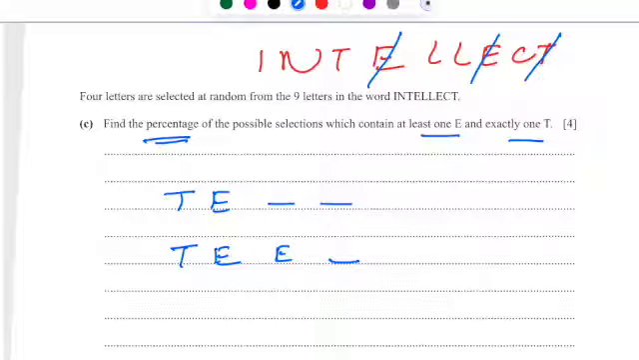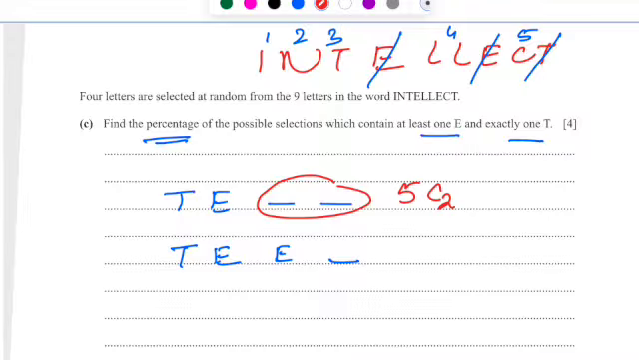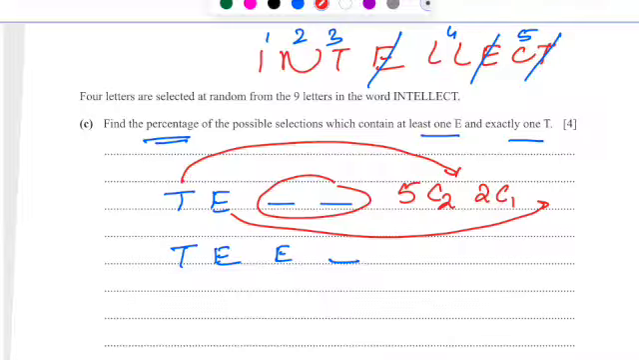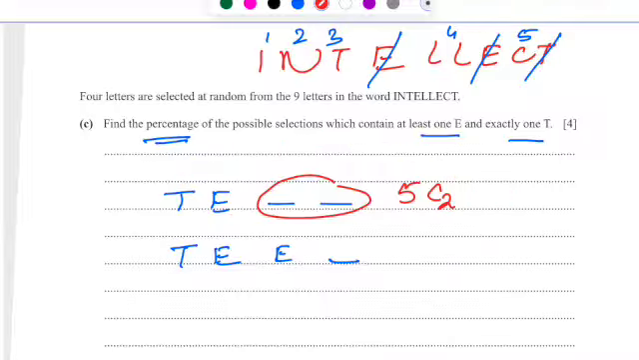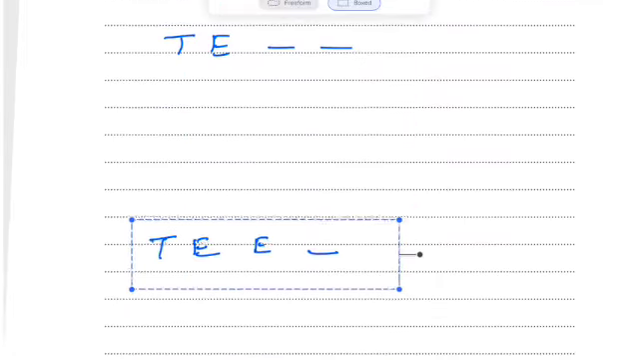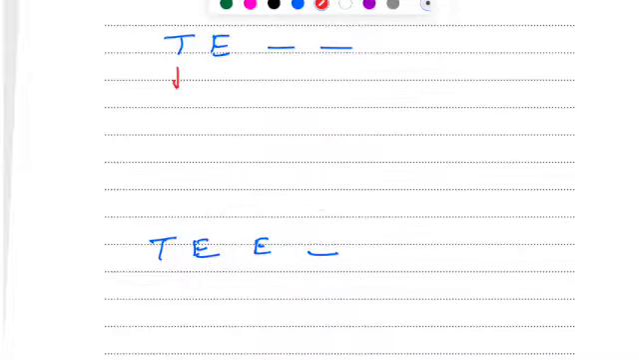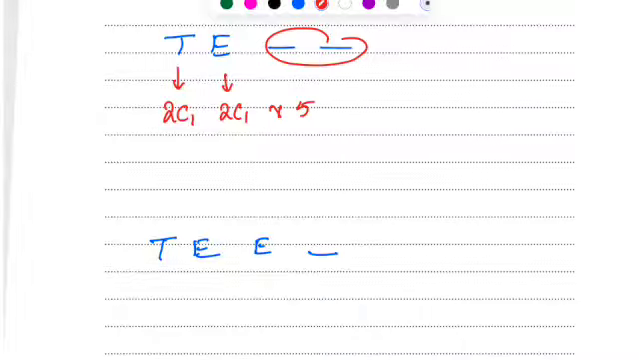And one T and one E. So how many are left over now? 1, 2, 3, 4, and L's are the same, 5. Out of 5, this can be filled in 2 places, 5C2. But this T can be selected in 2C1, as 2 T's are there. This E can be selected in how many ways? 2C1. So let me write it out here. I move it down so that it is easy to write. So this T can be selected in 2C1. This E can be selected in 2C1. This can be selected in 5C2.